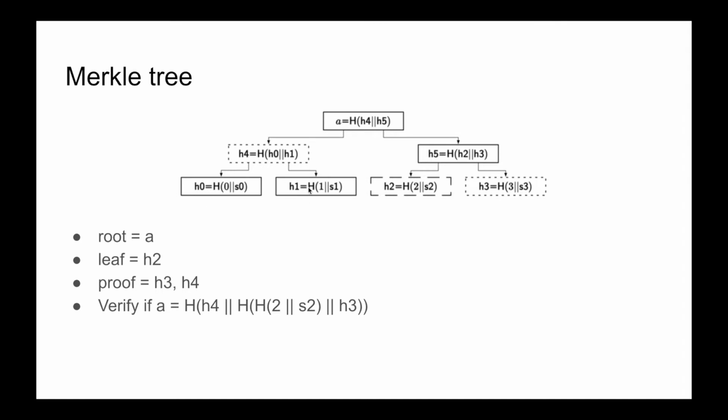If we want to verify whether S2 is in the Merkle tree, we should have H3 and H4. First, we calculate H5 by hashing the concatenation of H2 and H3, and we should check if the root is equal to the hash of H4 and H5. In this case, we can say the Merkle proof of H2 is H3 and H4.